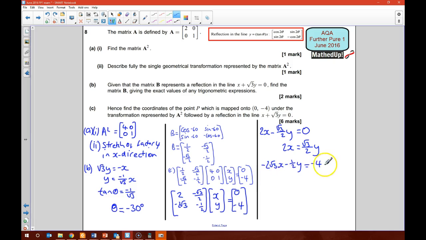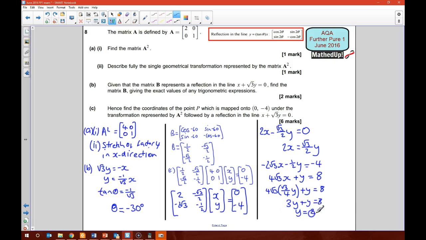I'm just going to multiply this by negative 2 to get rid of that fraction, so that's going to be 4 root 3 x plus y is equal to 8. I know that 2x is equal to root 3 over 2 y, so x must be equal to root 3 over 4 y. So I can replace x with root 3 over 4 y: 4 root 3 times root 3 over 4 y, plus y is equal to 8. The 4 and the 4 cancel here. Root 3 times root 3 is 3, so 3y plus y is equal to 8, so y is equal to 2.